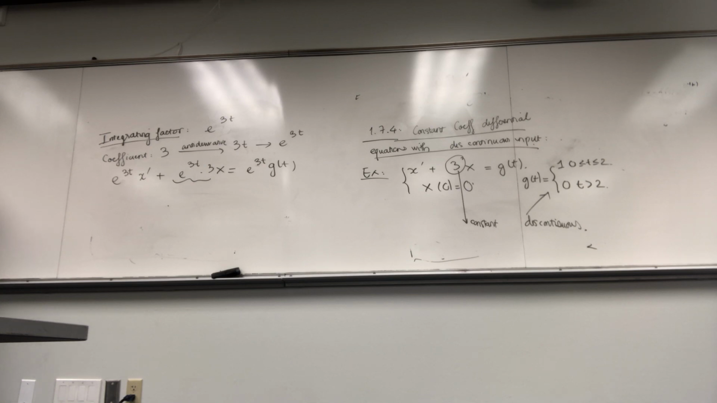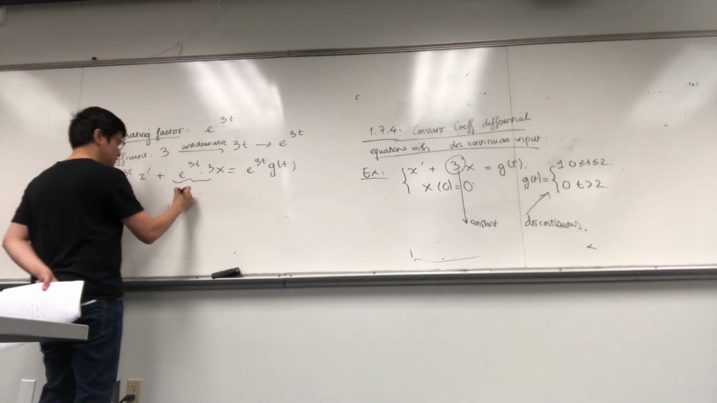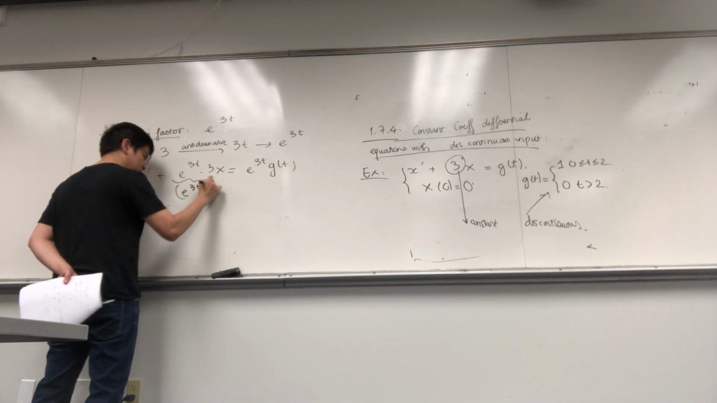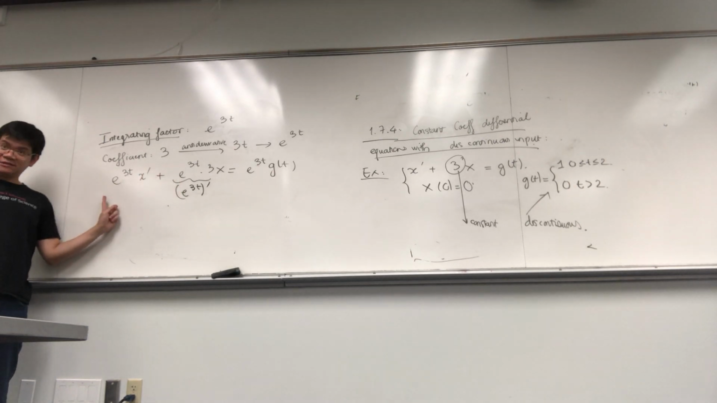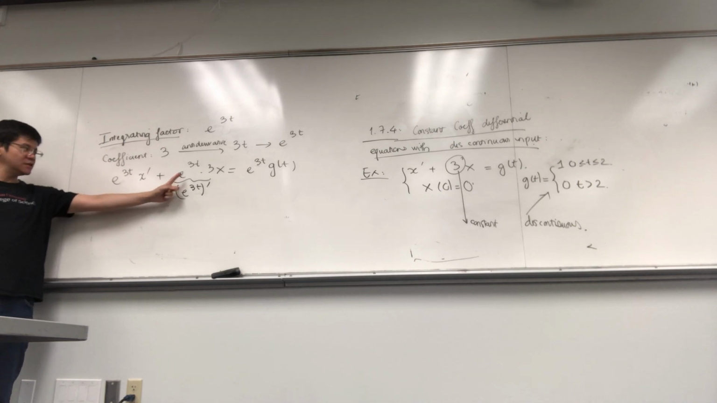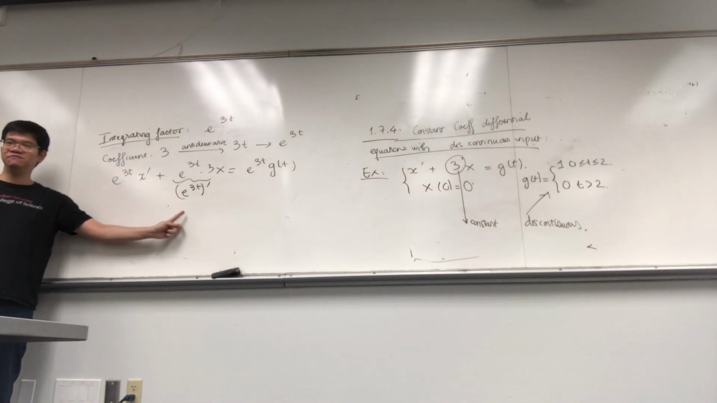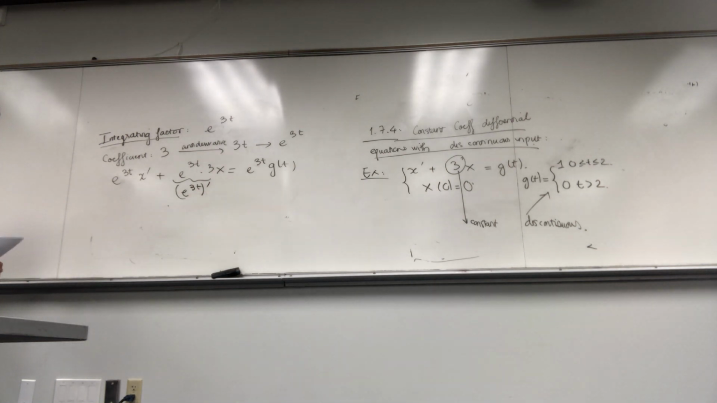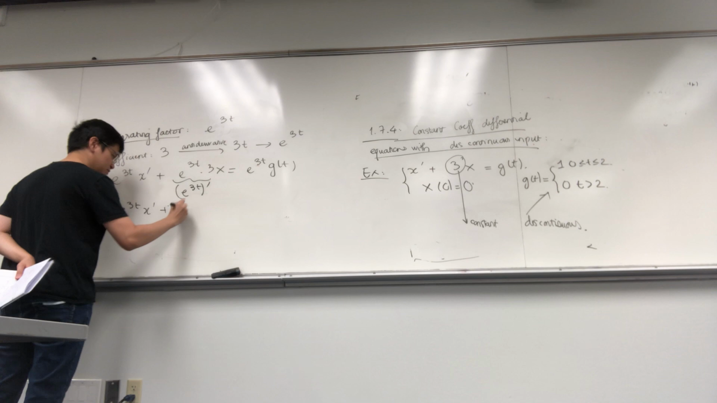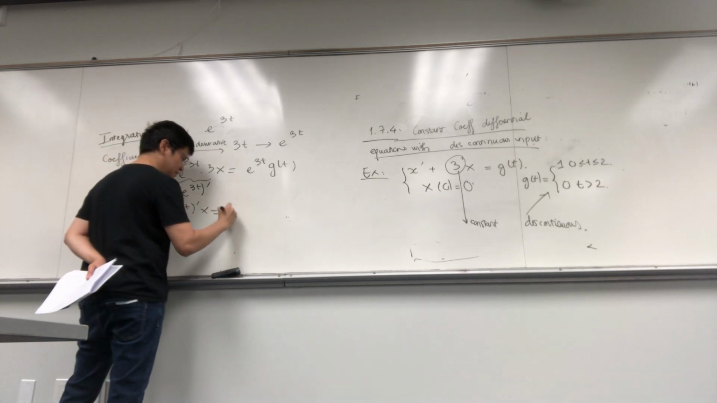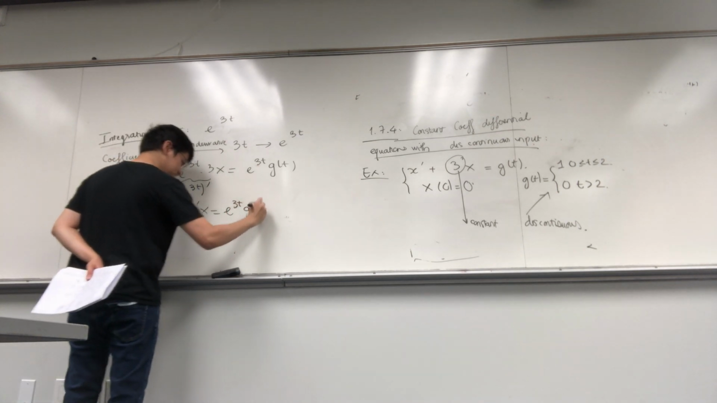Yes, the derivative of e to the 3t times x. So this is going to be e to the 3t prime. Right. So when you multiply the integrating factor to both sides of the equation, e to the 3t times 3 will give you e to the 3t prime. So e to the 3t x prime plus e to the 3t prime x will be e to the 3t g(t).